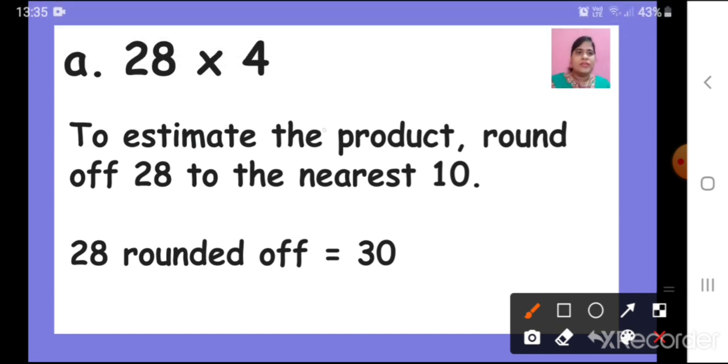To estimate the product, round off 28 to the nearest 10. Come on children, note down in your notebook properly. After that, we are going to round off the number. Now 28 rounded off, what will it become? 30. Correct? Now, you can see 8 will become 0. And to the number in the tens place, we have to add 1, because the number at the ones place is more than 5. So 2 plus 1 is 3. So 28 rounded off will become 30.